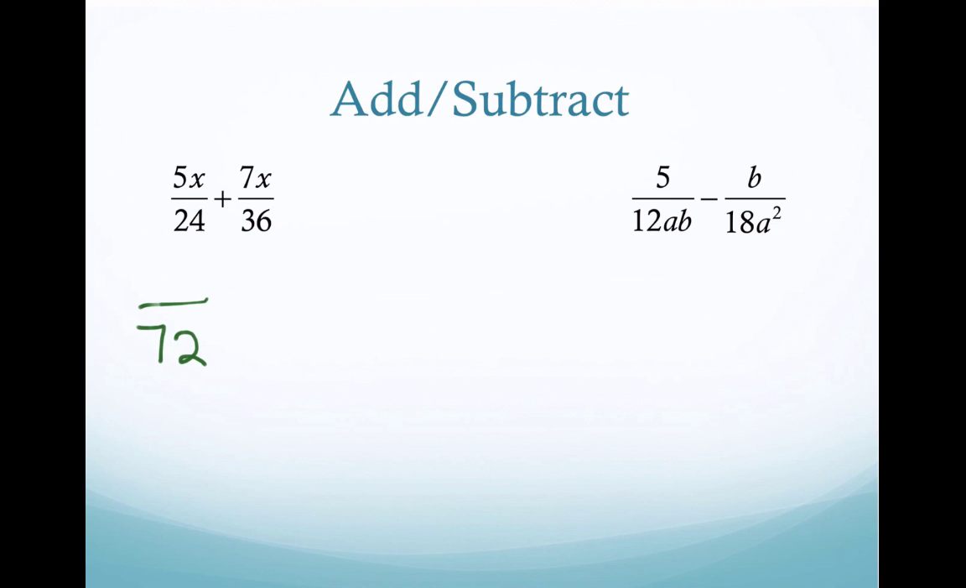If I want that first fraction to have a denominator of 72, I need to multiply the top and the bottom of my fraction by 3. So my new numerator becomes 15x. If I want the second fraction to have a denominator of 72, I'm going to multiply top and bottom by 2. Again, we're making equivalent fractions, so that means that the fractions may look different, but they actually have the same meaning. When we reduce them, they're the exact same number.